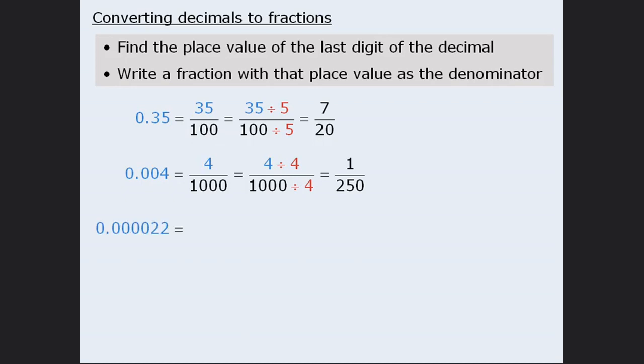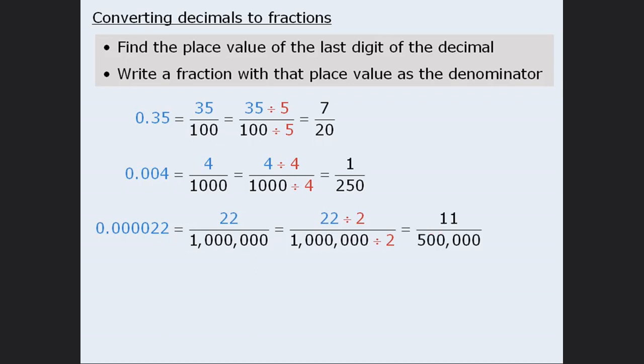Alright, one last conversion. Here the last digit is 2, and this is in the millionths position. So we can write this decimal as the fraction 22 over 1 million. From here we can simplify the fraction by dividing top and bottom by 2 to get 11 over 500,000. So the decimal 0.000022 is equal to the fraction 11 over 500,000.